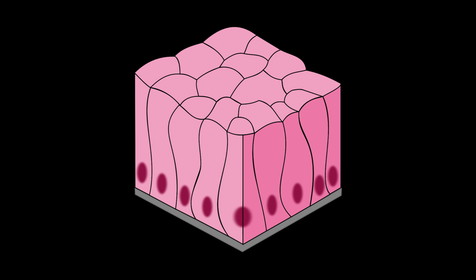The simple columnar tissue has a shape like columns and can be found in the small intestine, the stomach, and most parts of the digestive system.